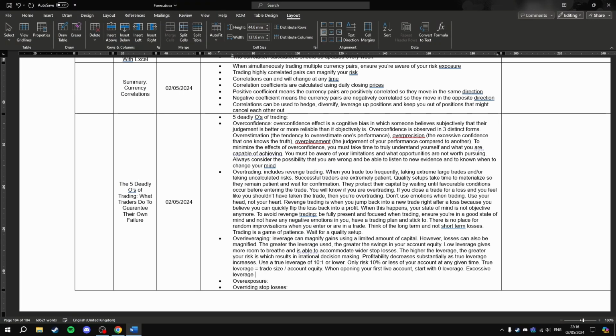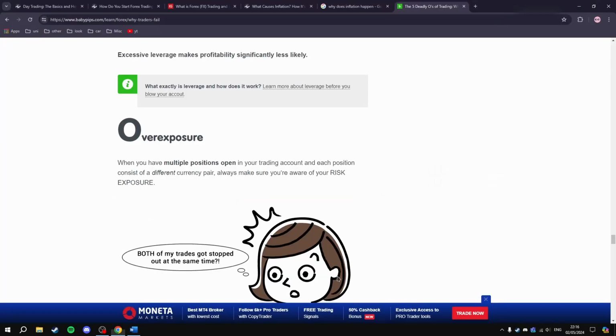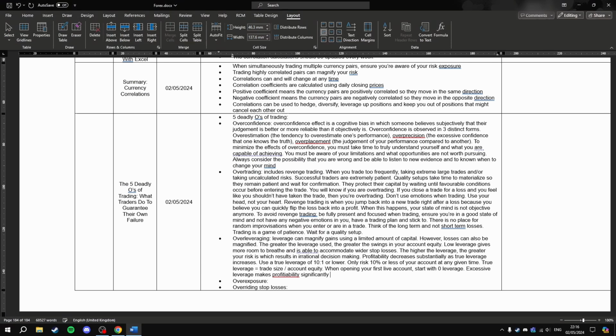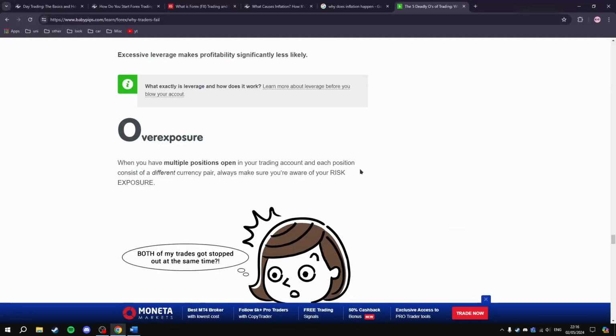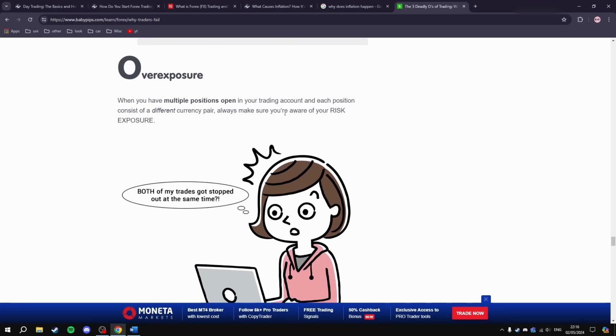Excessive leverage makes profitability significantly less likely. Okay, what exactly is leverage and how does it work? Learn more about leverage before you blow your accounts.